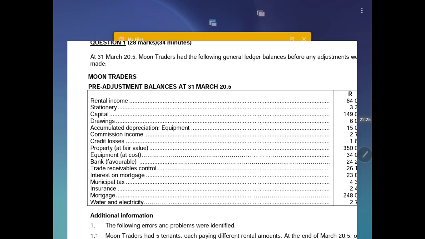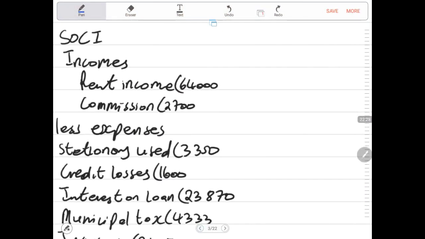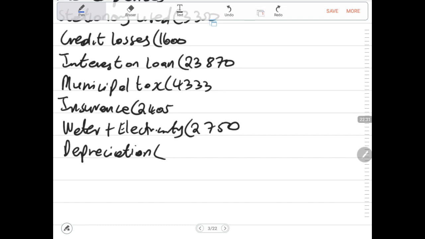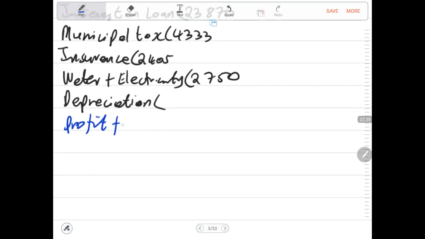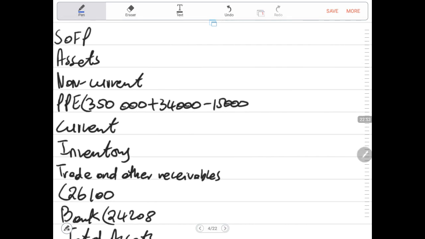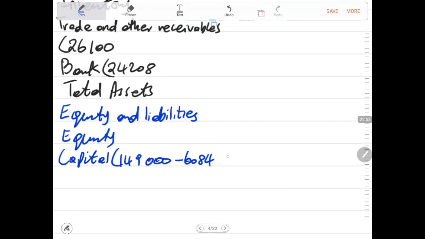Remember, after this is done, we will get the profit for the period. We'll get profit for the year here in the income statement. And the amount of the profit for the year that we get here is the one that will be transferred straight under equity in the statement of financial position. We'll have to say plus if it's a profit, minus if it's a loss. I want to highlight that.